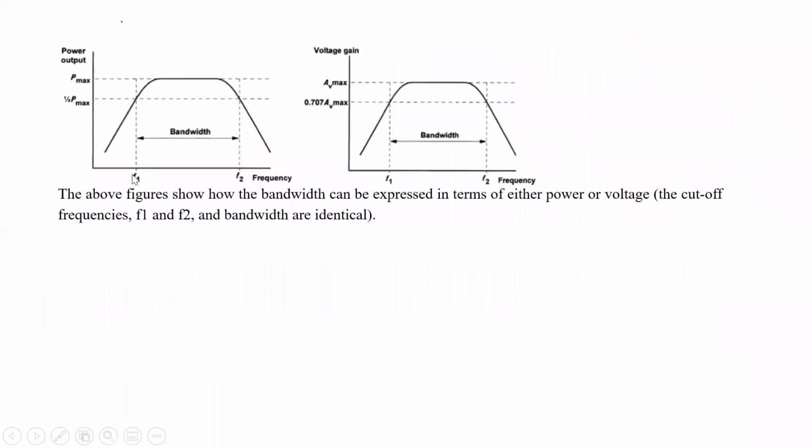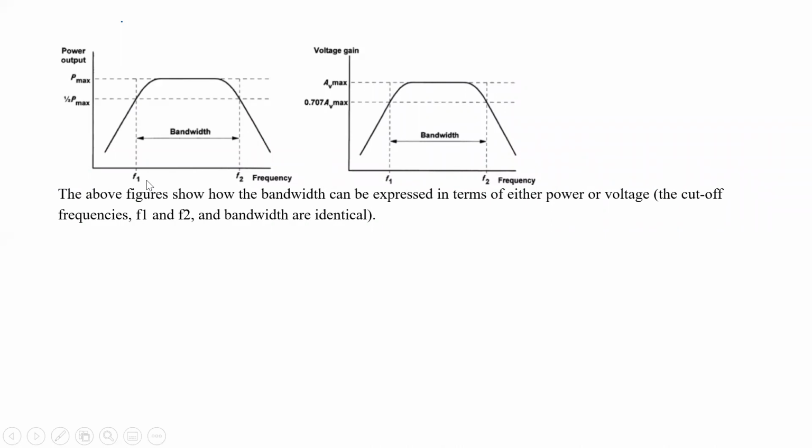Now, see here, this F1 and F2 are called the cutoff frequencies. This F2 is the upper cutoff and F1 is the lower cutoff frequency. Without this, the frequency response is not complete.